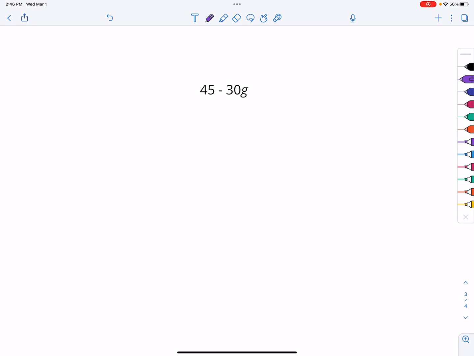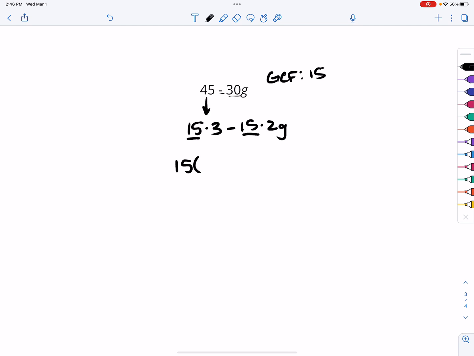All right, digging back in, I already recognize that my greatest common factor is going to be 15, because I know 15 goes into 30, and it goes into 45, and nothing bigger will do that. So this 45 is really a 15 times 3, and I'm subtracting a 15 times, well, 30 divided by 15 is 2, so a 15 times 2g. It looks like both terms were multiplied by 15, so that has to be what goes out front, and then I'm left with 3 minus 2g. So 15 times 3 minus 2g.